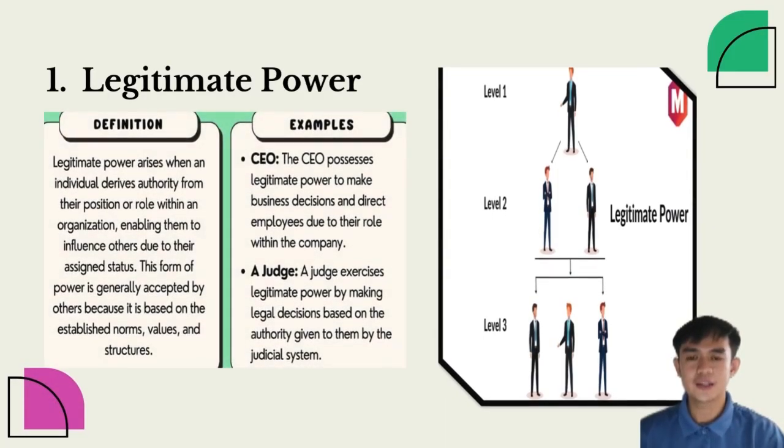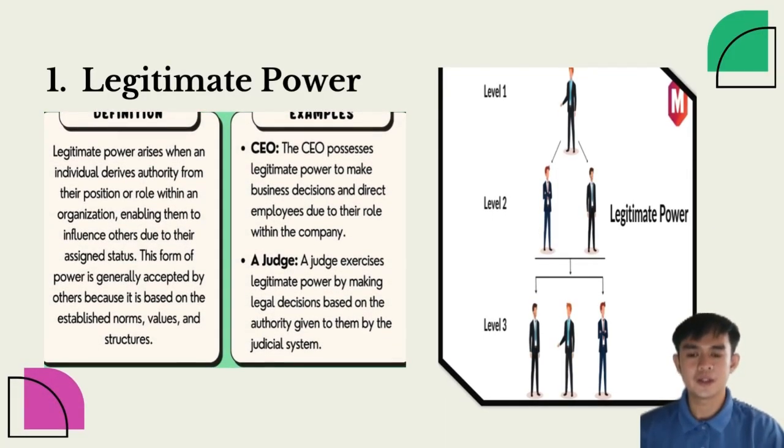So, first is the legitimate power. Definition: legitimate power arises when an individual derives authority from their position or role within an organization, enabling them to influence others due to their assigned status. This form of power is generally accepted by others because it is based on established norms, values, and structures.